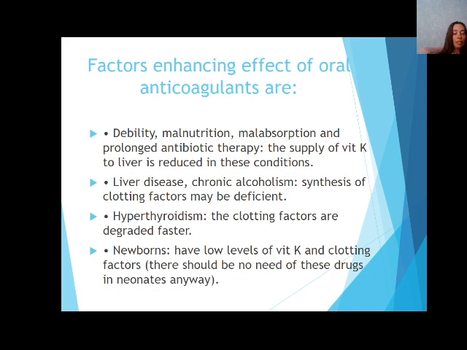Warfarin has a lot of interactions between drugs. It can enhance the effect or the opposite, decrease the effect. So factors that enhance the effect of oral anticoagulants: debility, malnutrition, malabsorption, prolonged antibiotic therapy. Then liver disease, chronic alcoholism, decreased synthesis of clotting factors. Next hyperthyroidism and newborns, who have low levels of vitamin K and clotting factors.